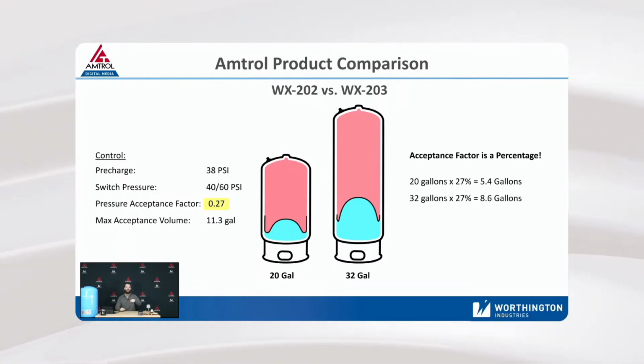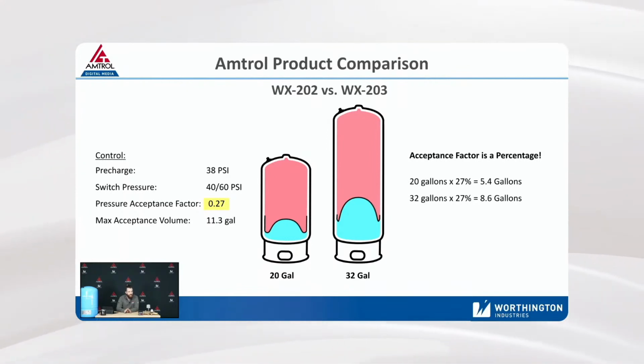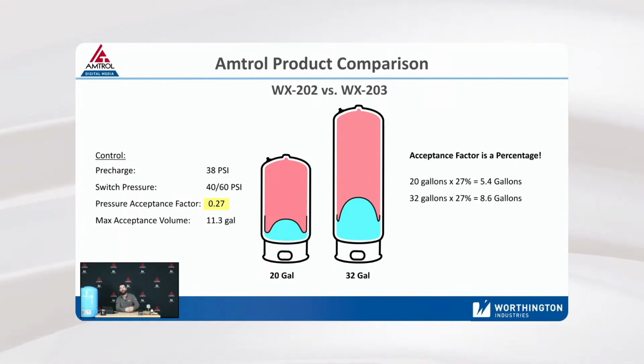So if we isolate the 20 gallon and open up the 32 gallon, we don't change anything about the system. It's on the same system. We just put a different tank on. Now that tank is going to hold 8.6 gallons. The exact same system, different drawdowns because of the total volume of the tank. Not the acceptance volume, the total volume. And it goes back to Boyle's law.